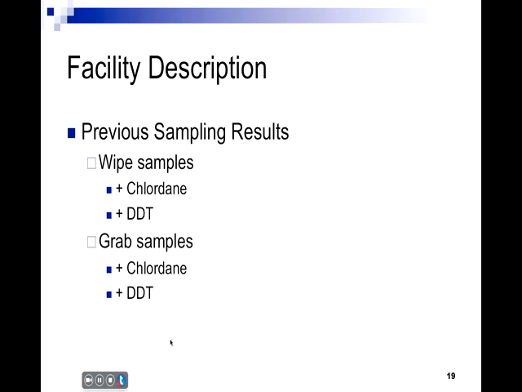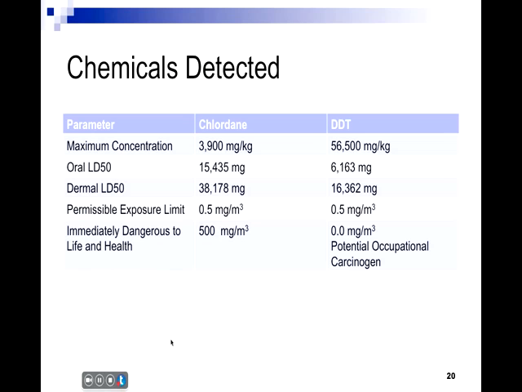Before the sale, there was some previous sampling done, wipe samples, where a wipe sample is essentially where you wipe a Kleenex, called a chem wipe, on a surface area. They detected some chlordane and DDT, some older banned pesticides, and some grab samples, which were air samples, detected these as well.